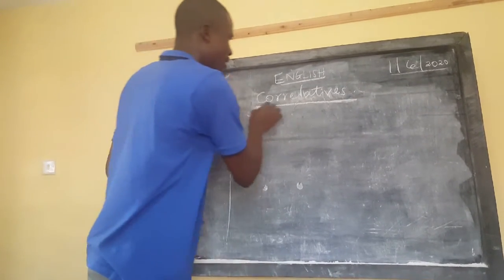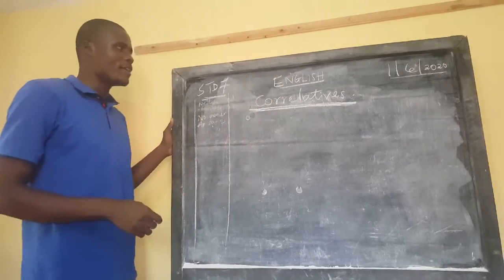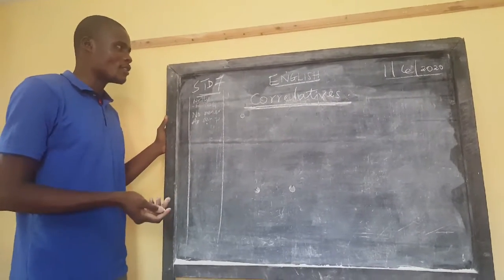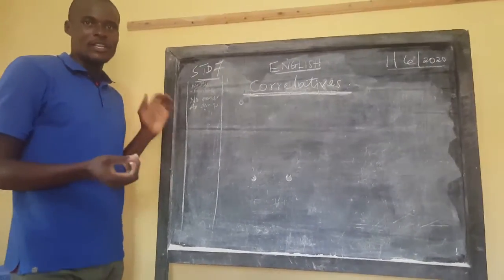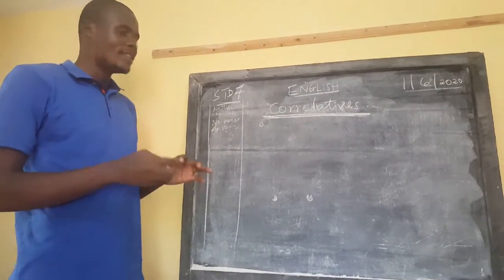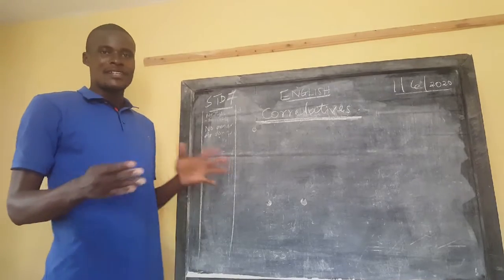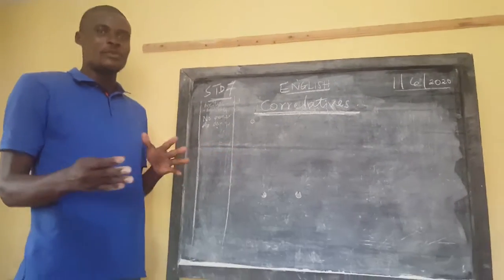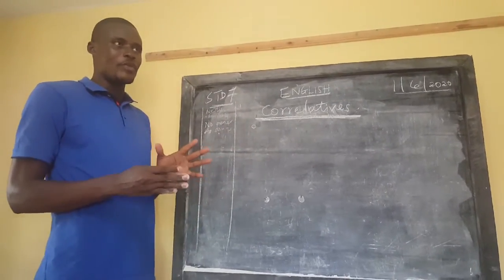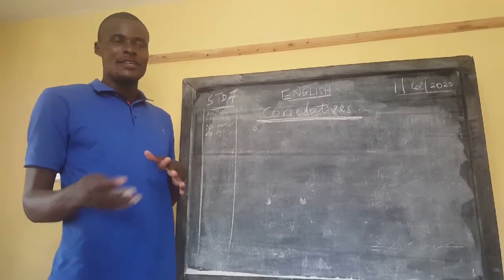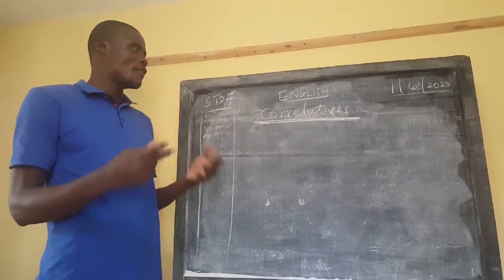Correlatives are simply words that coexist. They coexist in the manner that they are normally written. You can't change them, just like a mother and a child. You can't separate a mother and a child because they coexist the way they are. The mother gave birth to the girl or the boy.